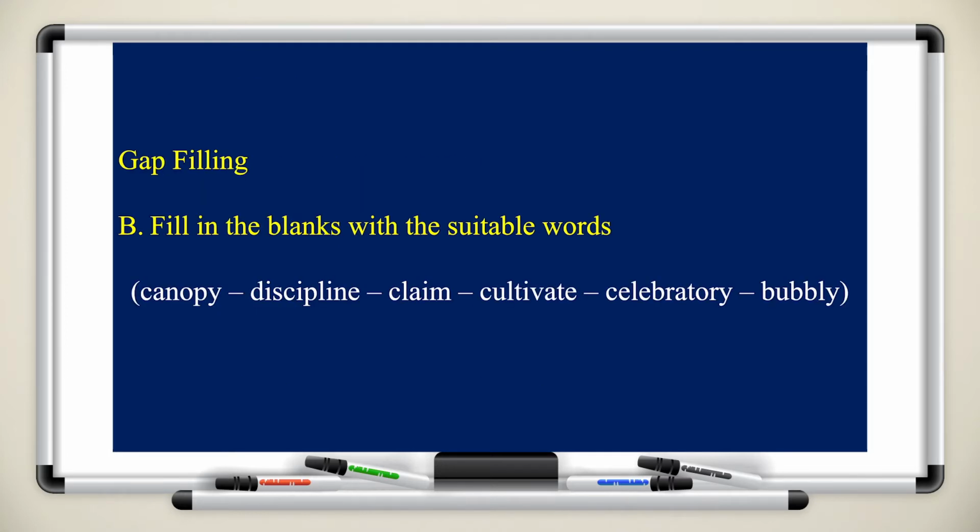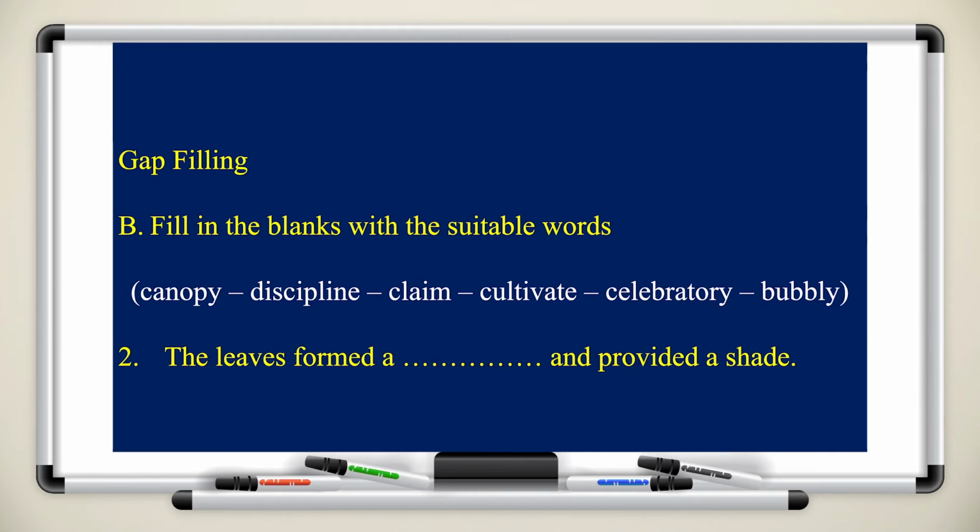Now, the other type of question we have is gap filling. Fill in the blanks with the suitable words. Now, we have the words between brackets. Let's read them together. Canopy, discipline, claim, cultivate, celebratory, bubbly. Number 1, the people wanted to blank their house back. If you know the meaning of the words, then you will be able to choose the correct answer. And the correct answer is claim.